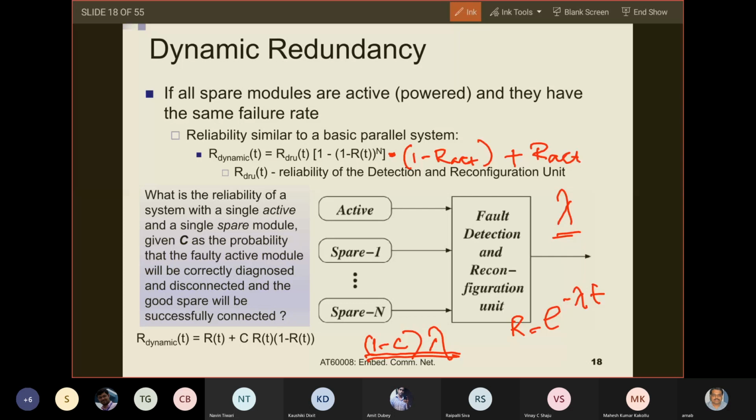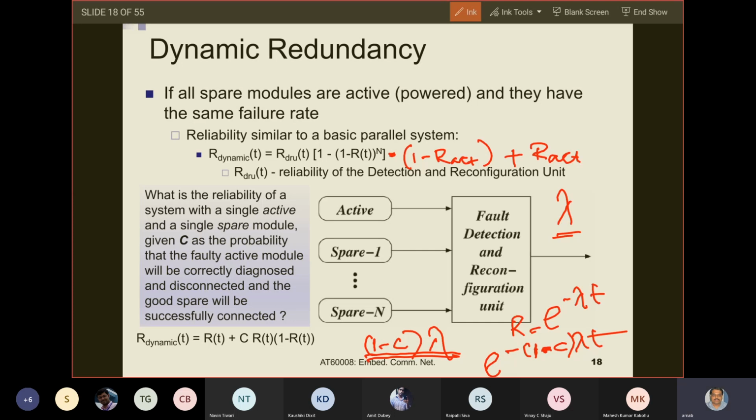Right? And let us say, I'm just saying the other cases. If this happens, then what will be the reliability of the system? e to the power minus (1 minus C) lambda t. What is this? This is the reliability for the case when you have an active module with a constant fault rate lambda, and with C being the probability that a fault in this active module will be correctly diagnosed and disconnected and successfully replaced.